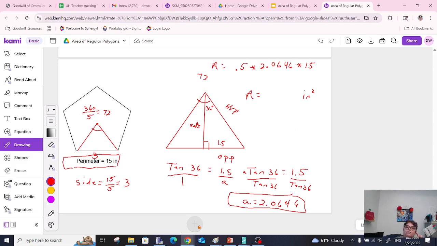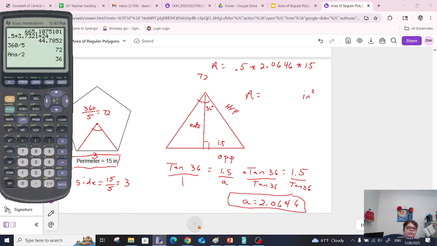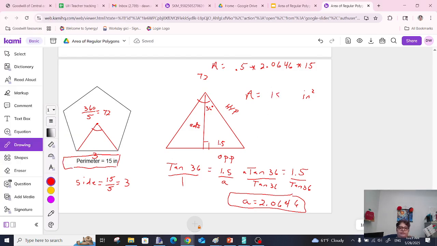So, what did we get here? 0.5 times 2.0646 times 15, which is 15.5 inches squared.